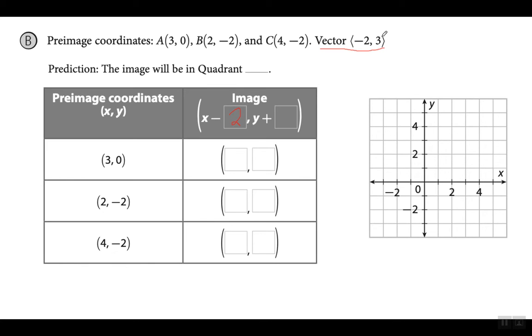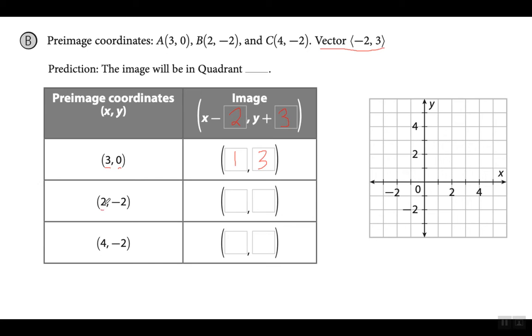Now over here, the b of the vector component is the number 3. It's a positive 3, so you're going to add 3 to all the y coordinates. They've already filled out the pre-image coordinates here, so I'm just going to take them one at a time and apply what the vector is telling me to do to the x and the y coordinate. My x coordinate here is 3, so I do 3 minus 2, which gives me 1. The y coordinate is 0, so I do 0 plus 3, which gives me 3.